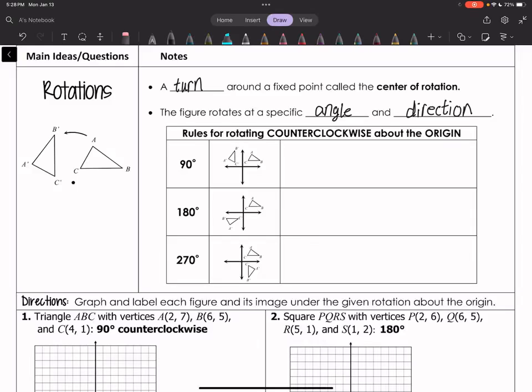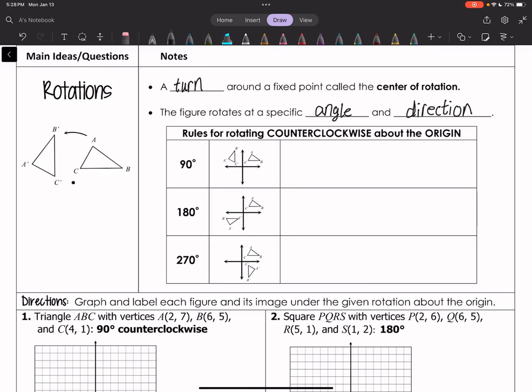Good morning. Today in our transformations unit, we're going to be looking at rotations. For rotations, we're going to be turning the figure around a fixed point, and that's the center of rotation. Now, whenever we're rotating, we're going to be doing it at a specific angle and a specific direction.